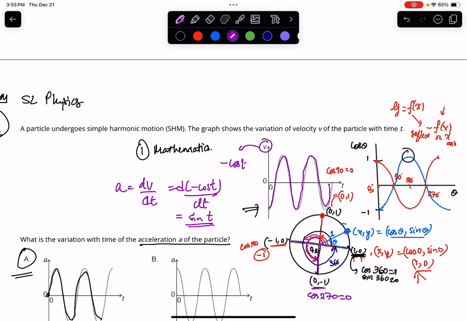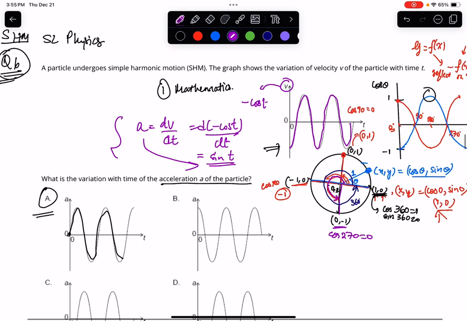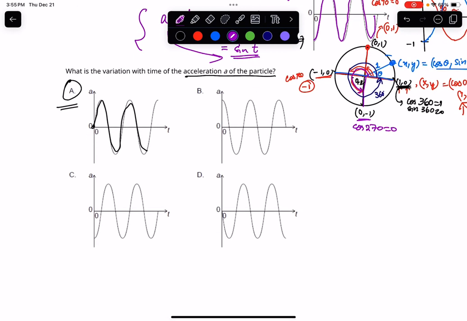Okay? So you will learn this later if you have not learned it now. It's not complicated. Okay? So the acceleration is sine of t. That's the function we're looking for. And so we will go through all of these choices and we will see that option A fits the bill. So option A looks like a sine function. So that's why it's option A.